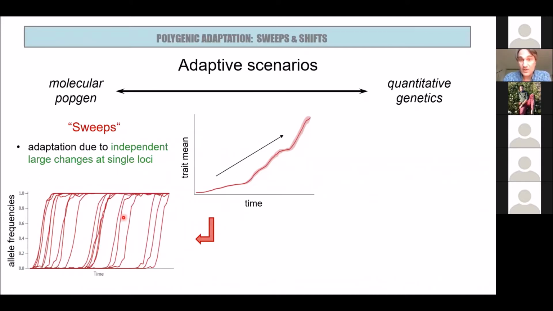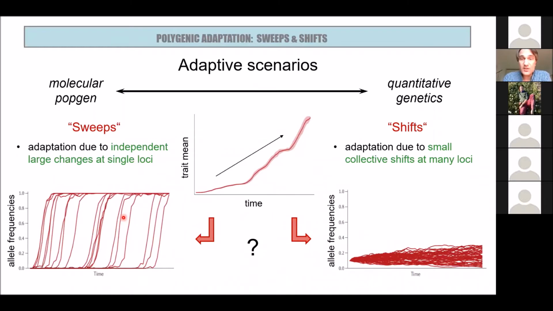Now, on the other hand, in quantitative genetics, the idea is rather as follows. Here we have the idea that adaptation acts largely on standing genetic variation. That means alleles that are already contained in the population. In this one simulation here, they are all at an allele frequency of 0.1 initially. And then each of these many alleles has a very small effect.